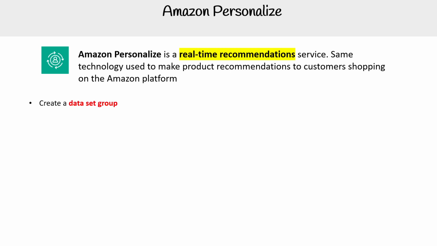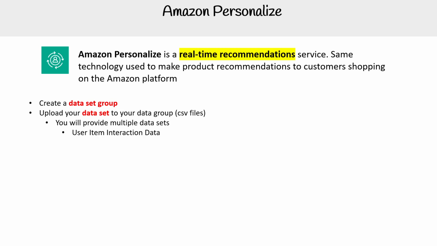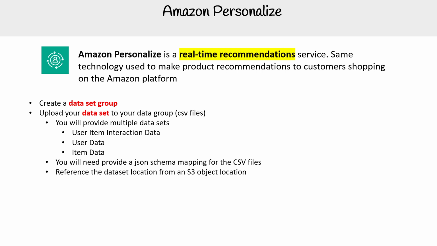So first you create a dataset group, then you're going to create datasets, and they have three particular ones: user-item interaction data, user data, and item data. I believe user-item interaction data, or user interaction item data, whatever you want to call it, the first one there is absolutely required, whereas the other two are optional. You'll need to provide JSON schema mappings for the CSV files, and all those files are CSV files. You will place these datasets in S3 and reference them that way.